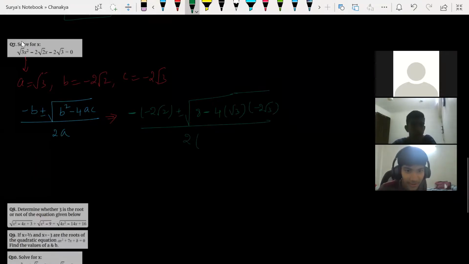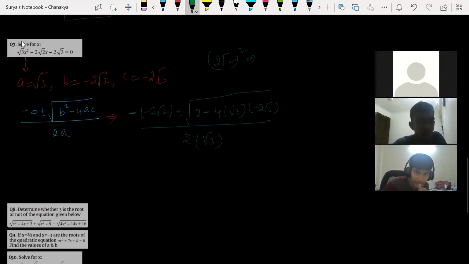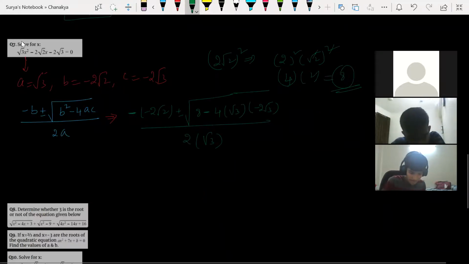Sir, how did you simplify B squared? B square, man. Root 2 whole square, how can I write this? 2 whole square is 4. Root 2 whole square is going to give me 2. So 4 into 2 is 8. That's how. Getting my point?